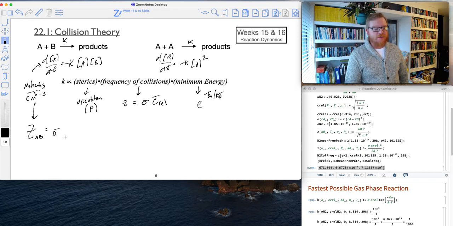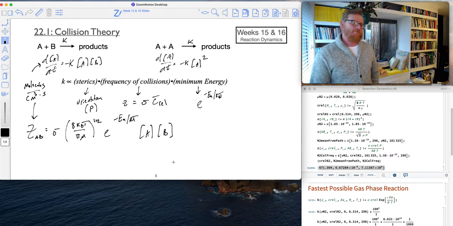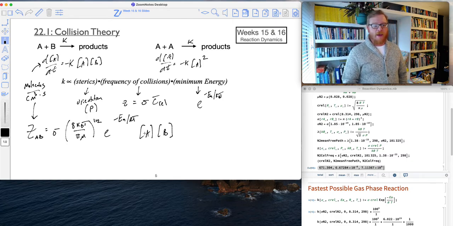That goes as sigma times my relative mean speed, 8 kBT divided by pi mu, all square root. Then we recognize that we have this factor, e to the negative Ea divided by RT. And then, of course, there's going to be a times A and a times B. If we inspect all of this, we can really see that this gives us the rate constant k.